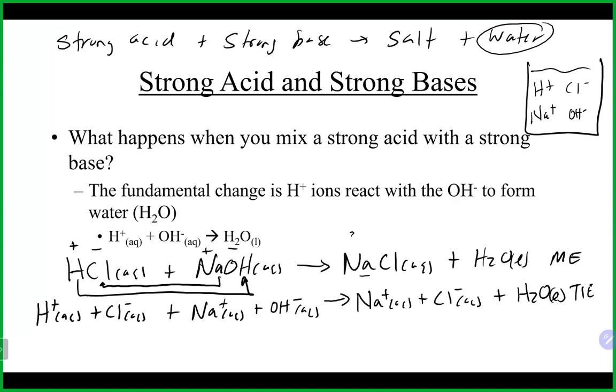By the way, a salt is a fancy word for an ionic compound. So the sodium chloride here is our salt, and obviously this is our water in this particular case.